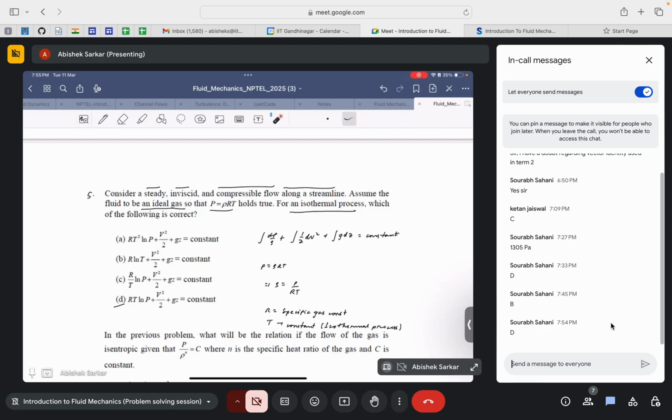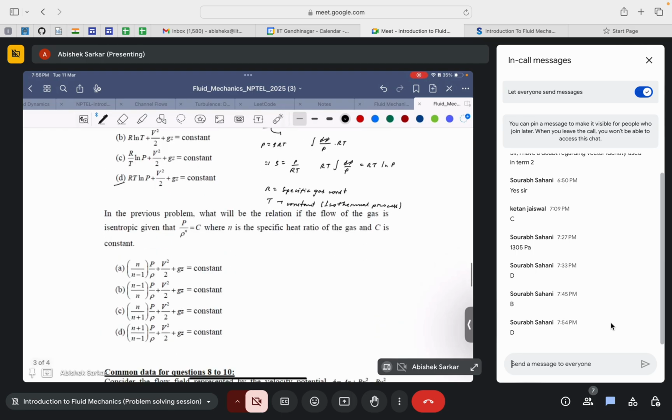Okay. So now if I deal with this term only, I will have dP by rho, which is again P by RT, so dP over P by RT. RT is constant, given that it's an isothermal process, so only then I can take temperature out of the integration. So RT times the integration of dP by P will be R into T ln P.